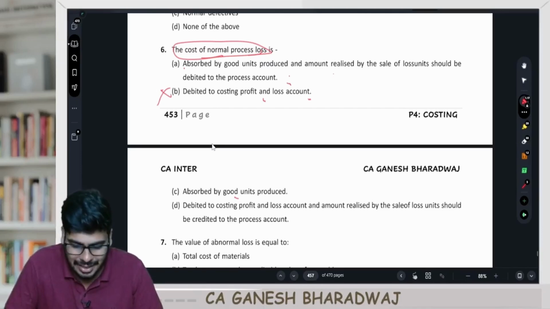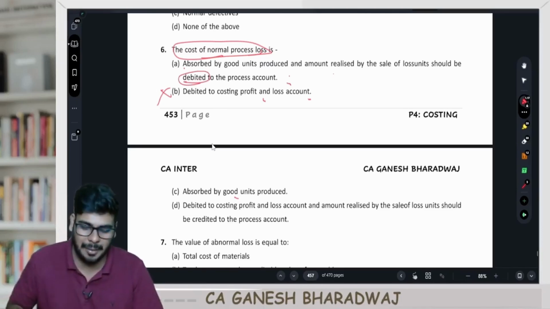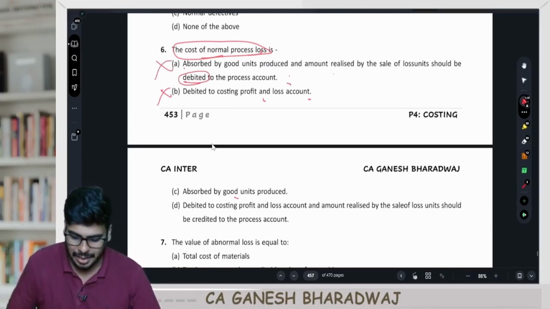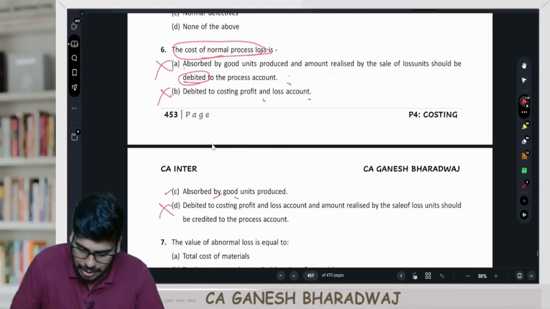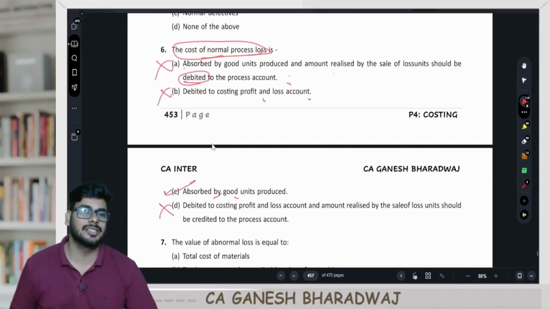Exactly. Everything is correct, but this alone is wrong. It should not be debited, right? So this is also not the answer. Absorbed by good units produced. Okay, this could be an answer. Let us see. Debited to costing. No, this is not the case. So the answer is C. Clear with this, guys, right?